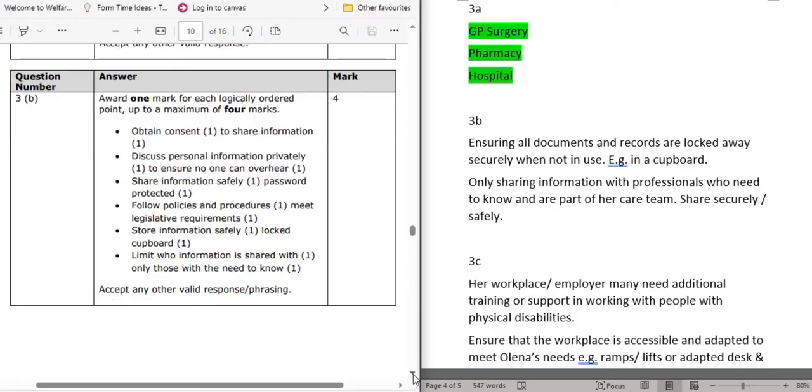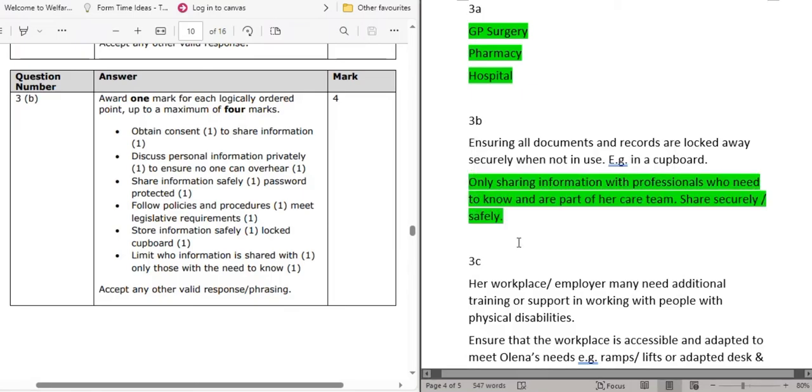3B was how to maintain confidentiality. So obtain consent to share information. Discuss personal information privately to ensure no one overhears. To share information safely, password protected. Oh, there we go, so we've got sharing information safely. Follow policies and procedures to meet legislative requirements. Store, good, we've got lock away documents. That's one we had as well. Limit who information is shared with, only those who need to know. So we've also got that here: information with only who needs to know, and then share securely and safely. So we've got our 4 in a similar fashion to the mark scheme.